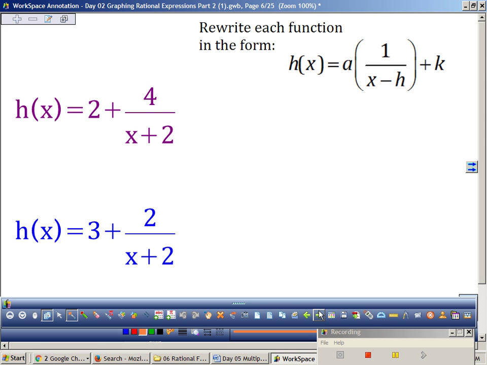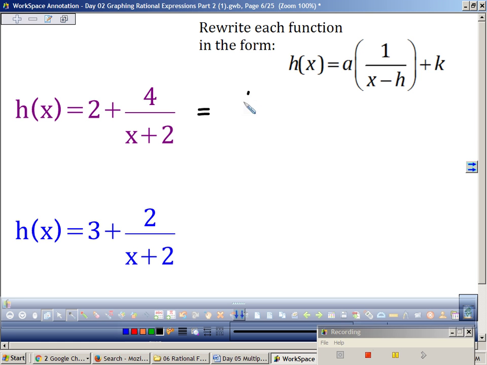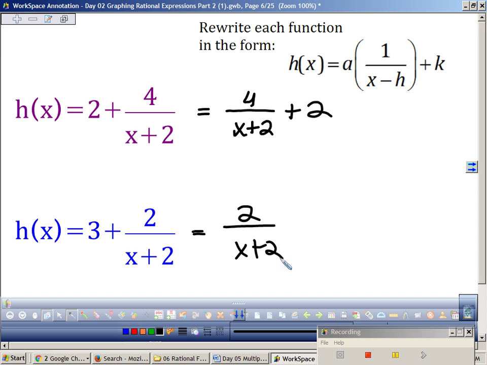Okay. Let's rewrite these. All right. So this looks almost exactly like what we've been working with. But I want to put it in this form right here. So actually my K is in the front. I'd like to use the commutative property and move it to the back. So I would rewrite this as 4 over x plus 2 plus 2. And now I could graph it, right? Here's another one. 2 over x plus 2. And I'm going to put the 3 in the back. But this one's not done.